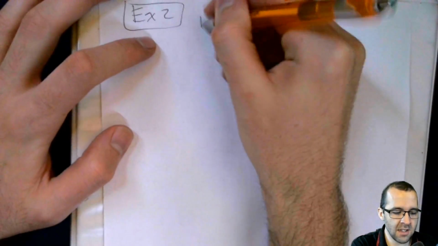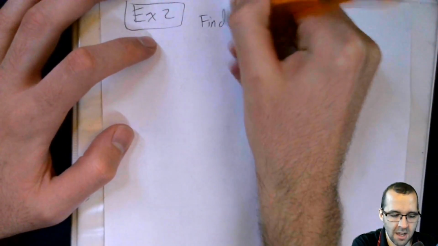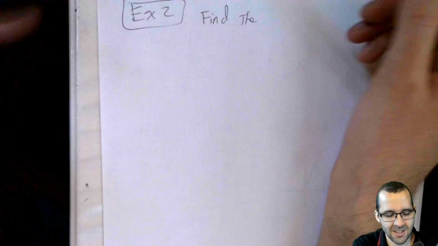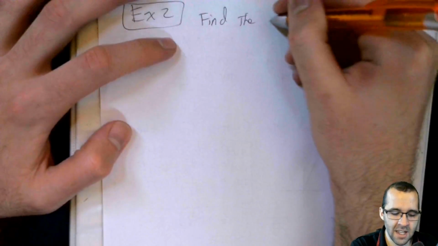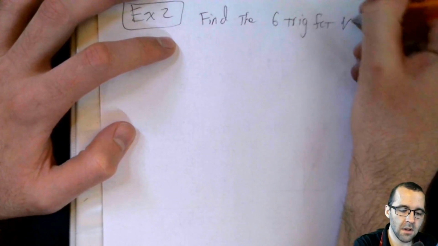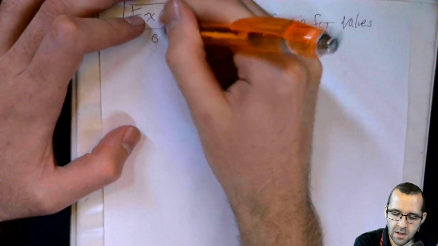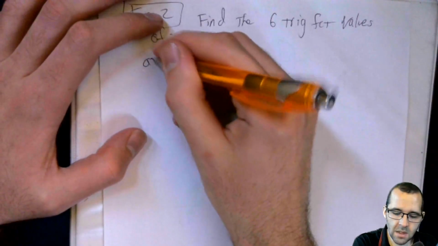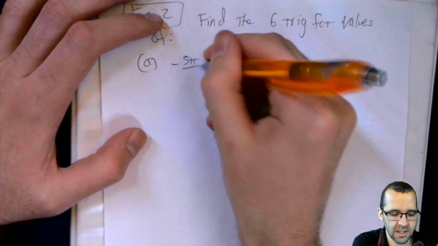Example 2 is find exactly. Find, it's exactly the same as example 1, really, just phrased differently. Find the 6 trig function values of the following. Part A is -5 pi over 6.